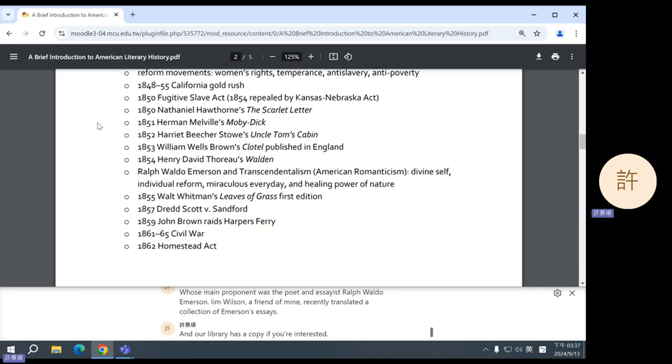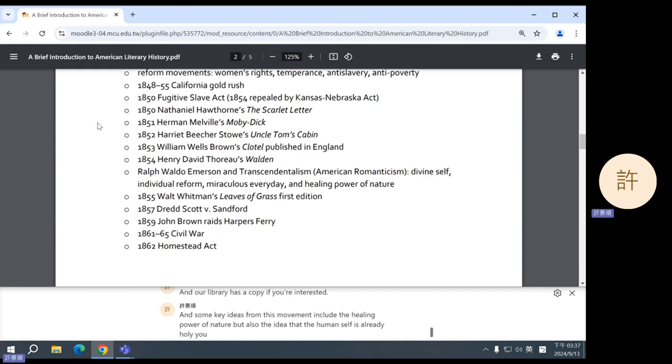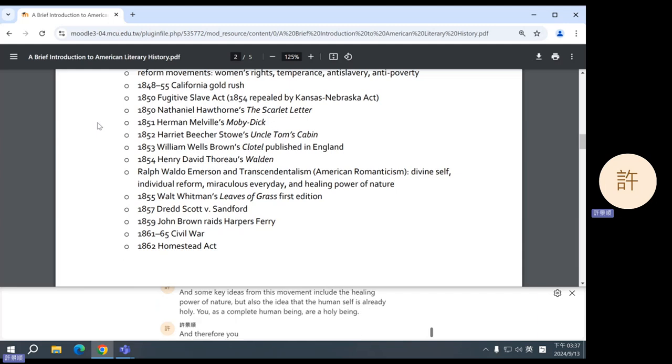And some key ideas from this movement include the healing power of nature, but also the idea that the human self is already holy. You as a complete human being are a holy being, and therefore you have to work to improve yourself, and you can get inspiration from the miracles of everyday life. Transcendentalism is usually translated as 超然主义, and you can see why.